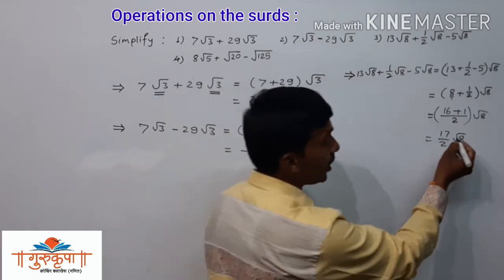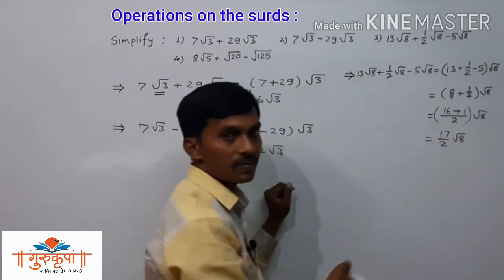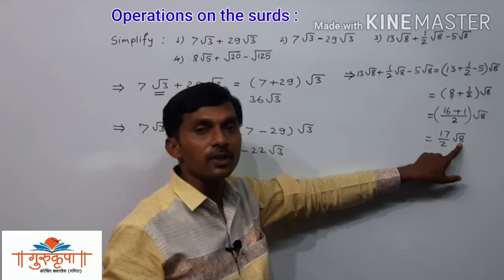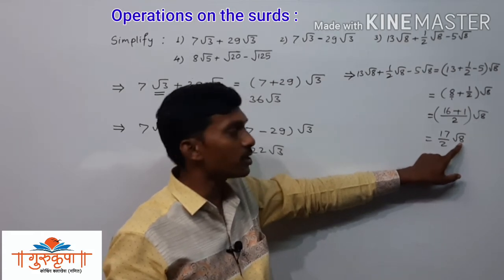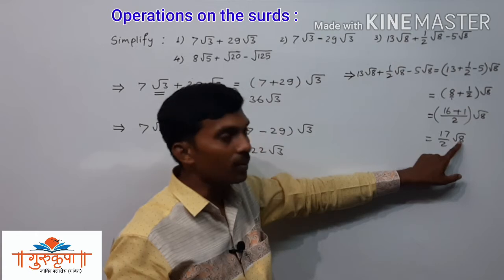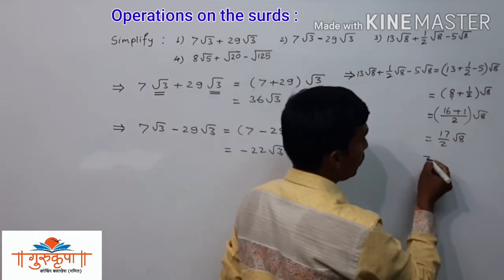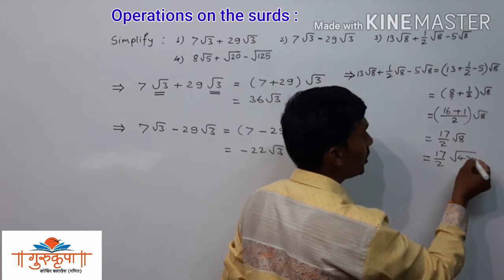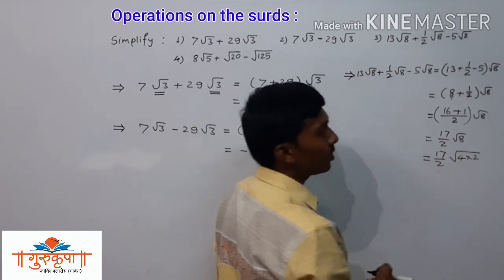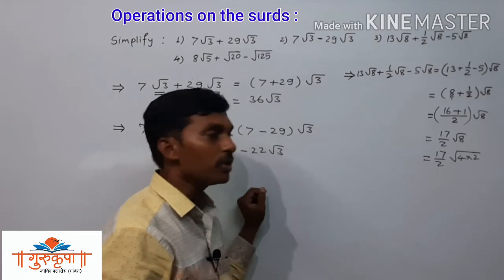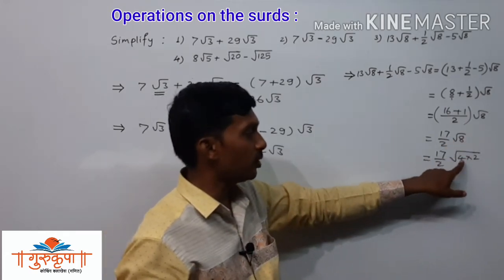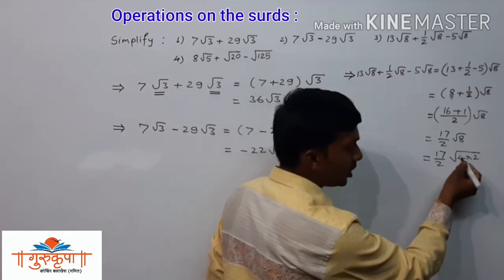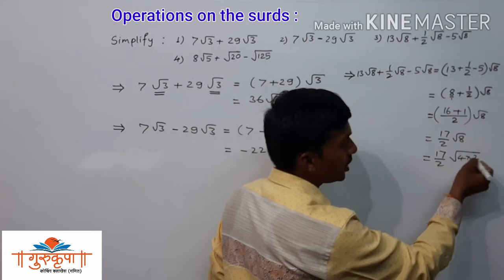Now you can simplify this root 8 again. It is not the simplest form. We also studied yesterday the simplest form of the cell. This is not the simplest form of the cell, so you can simplify this again. This 17 upon 2 as it is, and you can write 8 as 4 multiplied by 2, since it is possible to find the square root of 4. Since it is possible to take the square root of 4, you can factorize 8 as 4 into 2.